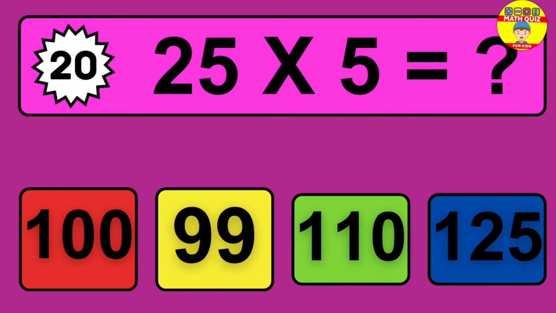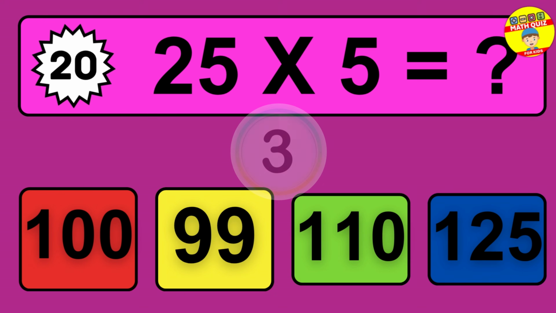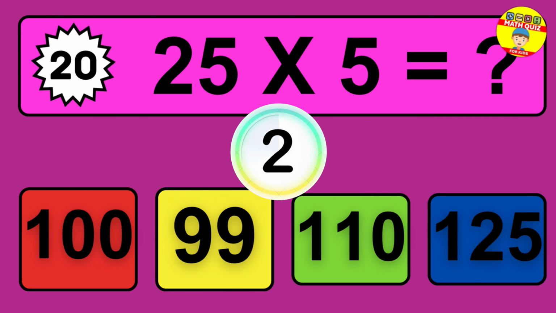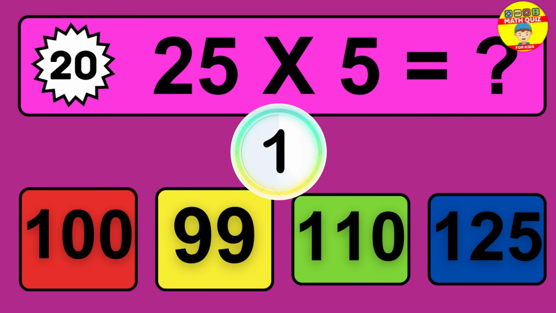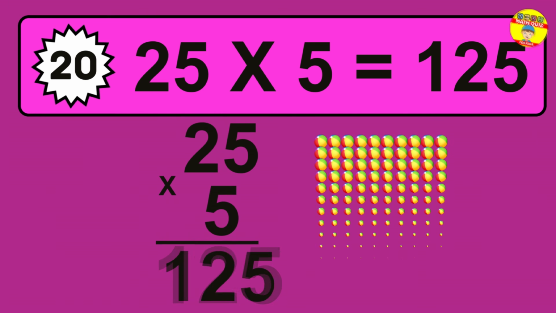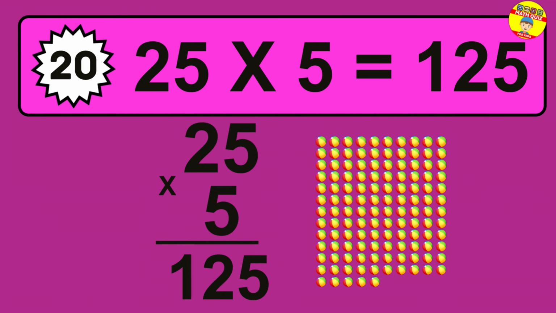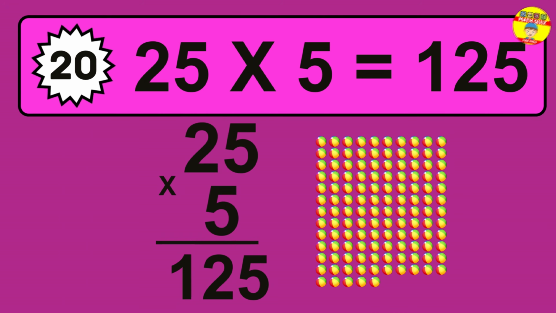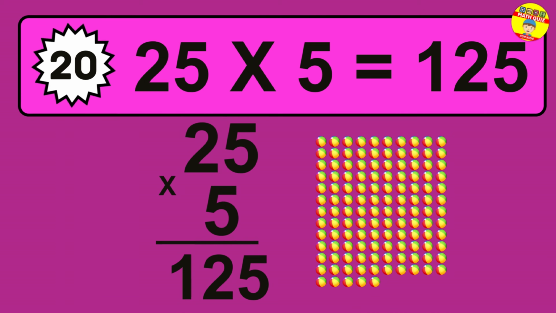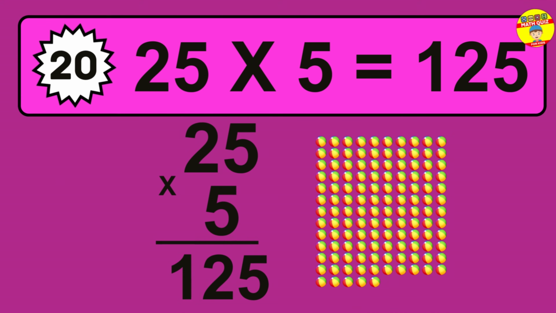Question 20. 25 times 5 equals what? So, the answer is 25 times 5 is 125. To calculate, we have 25 groups with 5 balls each one. So, how many balls do we have? 125 balls.